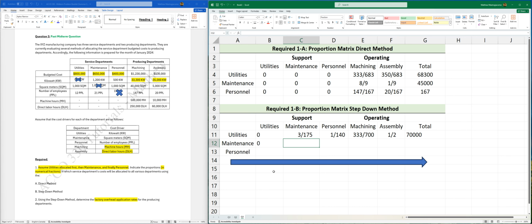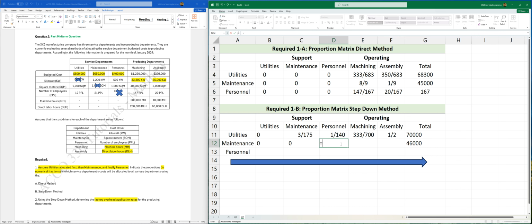Then, guys, maintenance. Do you ever allocate maintenance to yourself? So the fact that maintenance allocates 1,000 square meters to themselves, is that relevant? No. No self-allocations. Now, maintenance allocates 1,000. So let's go build a total now. They allocate 1,000 square feet to the personnel, so we're accounting for that in our total. 40,000 for machining, and then 5,000 for assembly. So 46,000 is our total allocation.